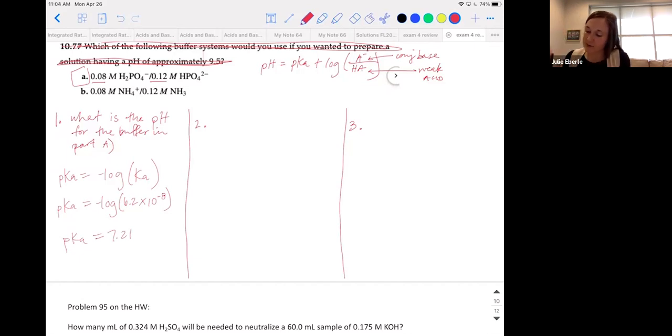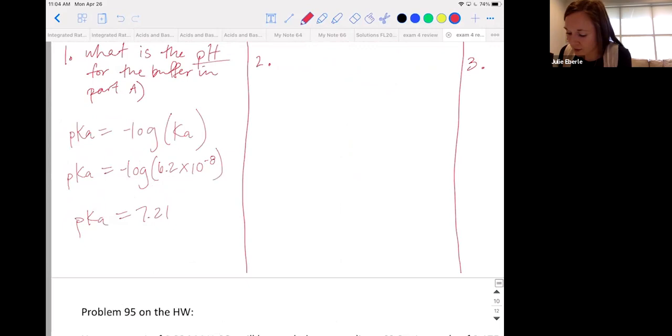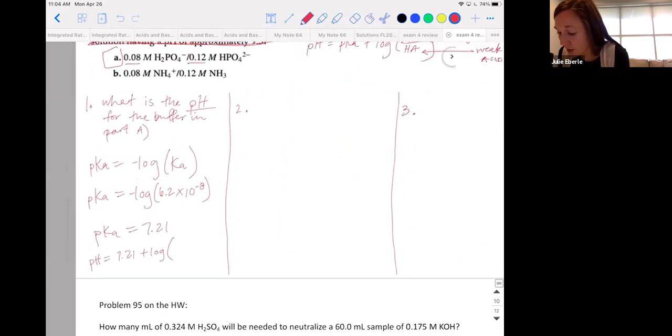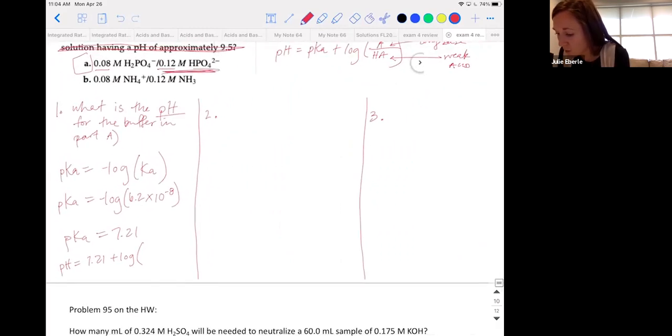Okay, now plug everything in. We're not done. That's not the answer. The question is what's the pH? We haven't solved for pH yet. So now we're going to plug everything into Henderson-Hasselbalch, which says that pH equals pKa, which we now know is 7.21, plus log of concentration of conjugate base on top. So that's this one, 0.12 molar, divided by weak acid, 0.08 molar.